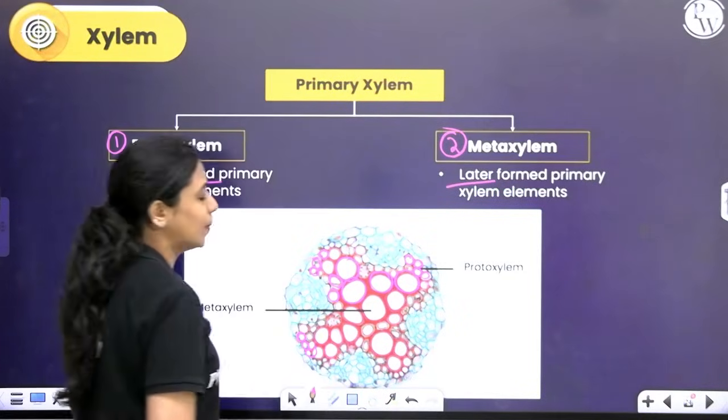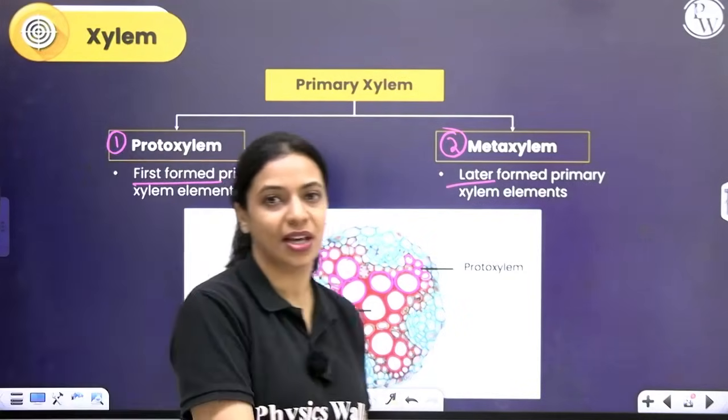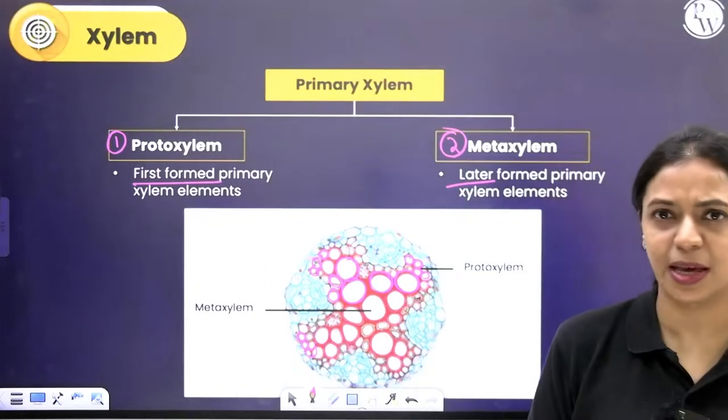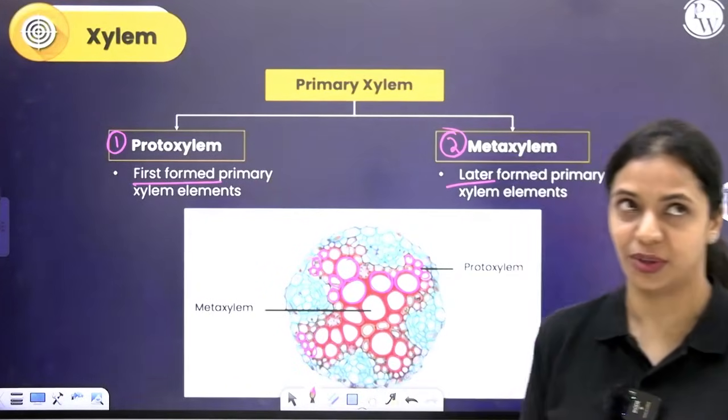In different plant parts, depending upon where protoxylem is, where metaxylem is, you have different types of arrangement, exarch, endarch. We'll learn about it. Okay?